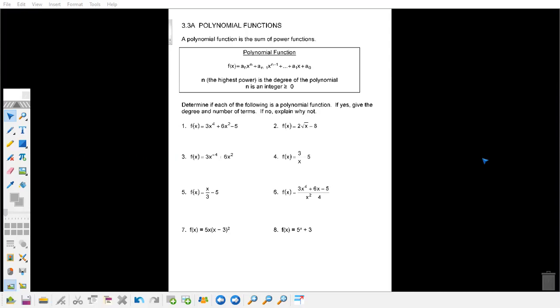Okay. So 3.3a, polynomial functions. The first 3.3a was end behavior. The second one is polynomial functions. Okay, guys, just roll with it.